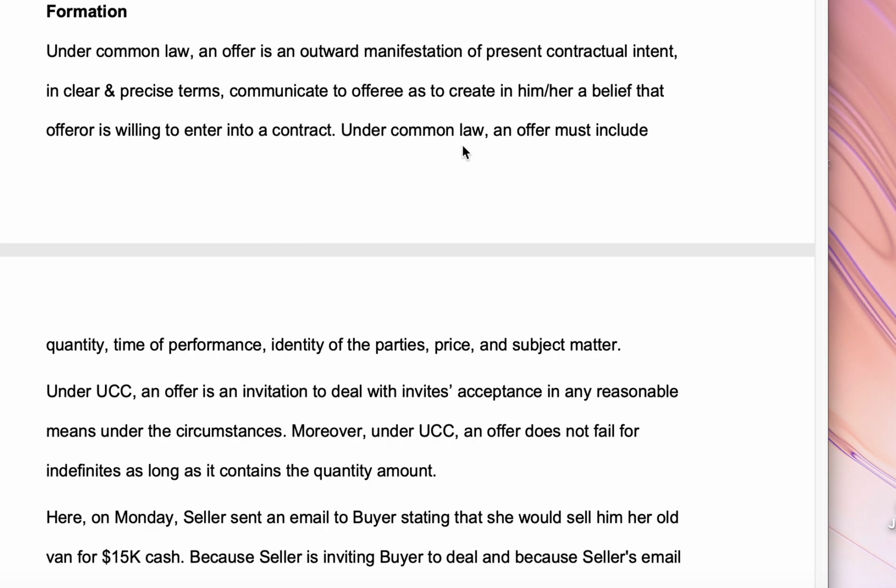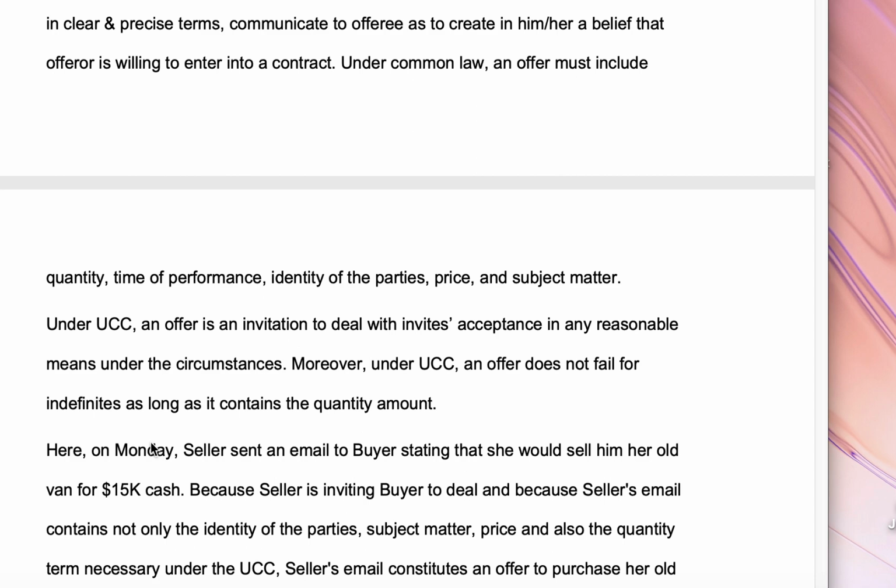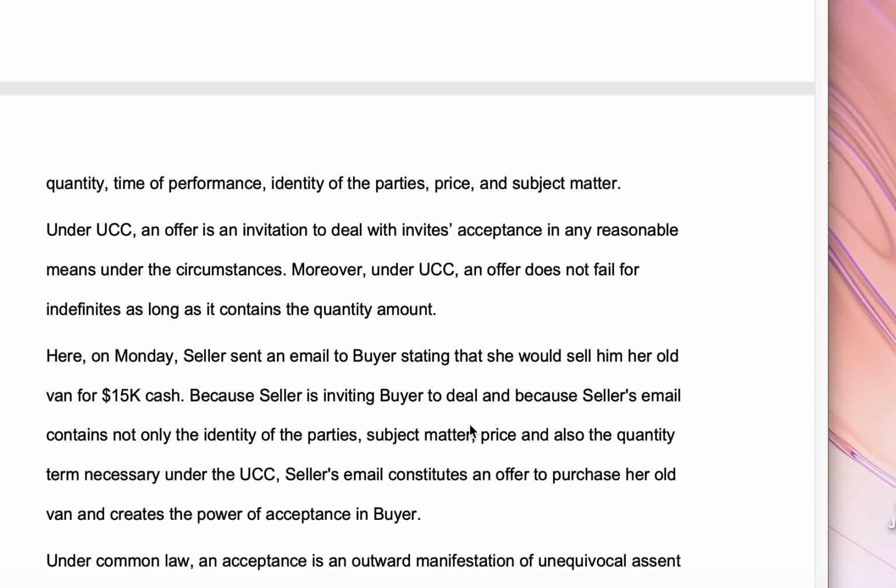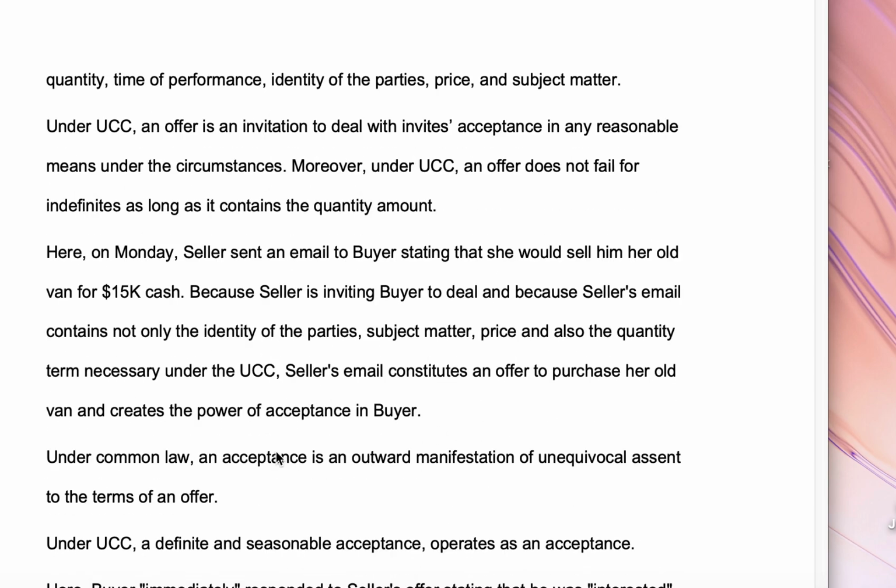So it says under common law, an offer must include quantity, time of performance, identity of the parties, price, and subject matter. That's the Q-tips acronym that we use for contracts, right? Under UCC, an offer is an invitation to deal with invitee's acceptance in any reasonable means under the circumstances. Moreover, under UCC, an offer does not fail for indefiniteness as long as it contains the quantity amount. Here on Monday, the seller sent an email to the buyer stating, now, what goes off in your head the minute you hear email? Do you think about the mailbox rule?